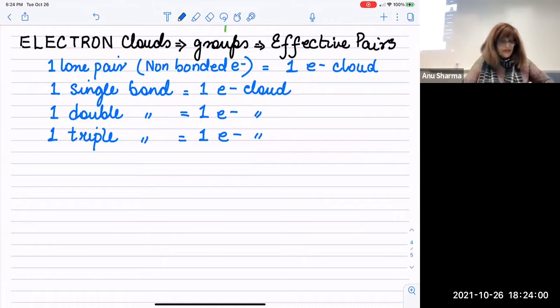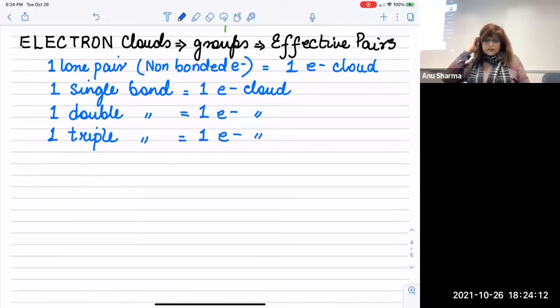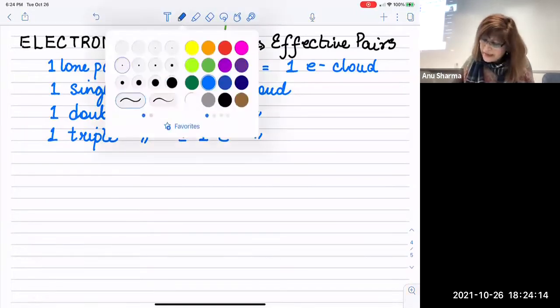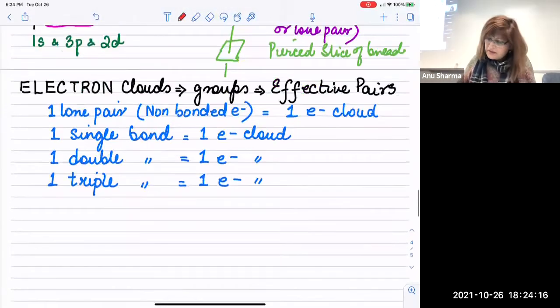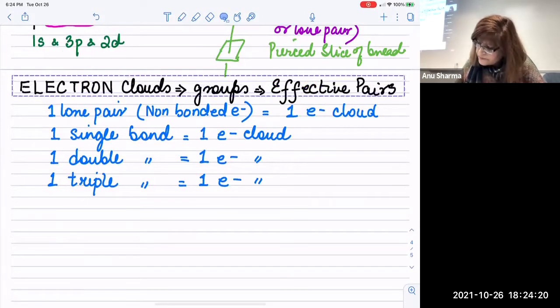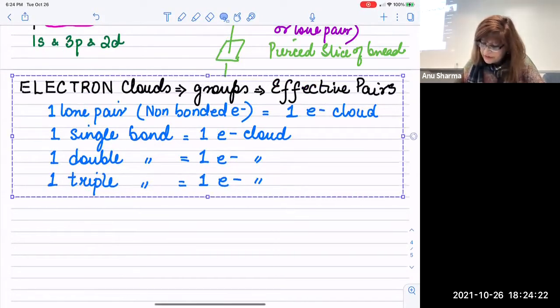Next is how you're going to do the hybridization. First of all, you are going to identify the electron clouds. So let's just do this here. The steps in doing the hybridization.